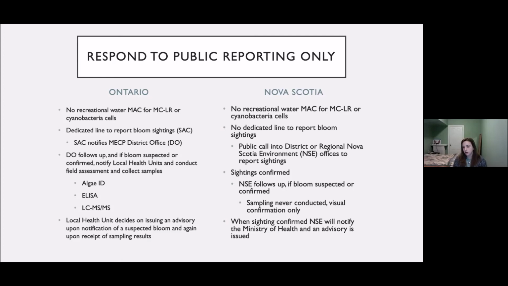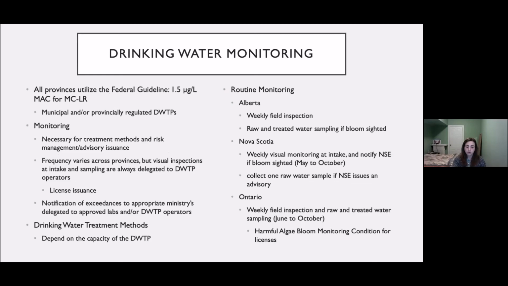Nova Scotia does not have a dedicated line to report sightings of blooms. So people have to call into the district or regional Nova Scotia Environment offices to report sightings. The sightings are confirmed either by calling the person who reported it and having them send photos, or they may do a site assessment. If the bloom is suspected or confirmed, they will issue an advisory. They do not do any sampling. And when the sighting is confirmed by Nova Scotia Environment, they notify the Ministry of Health, and they're the ones who issue the advisory.